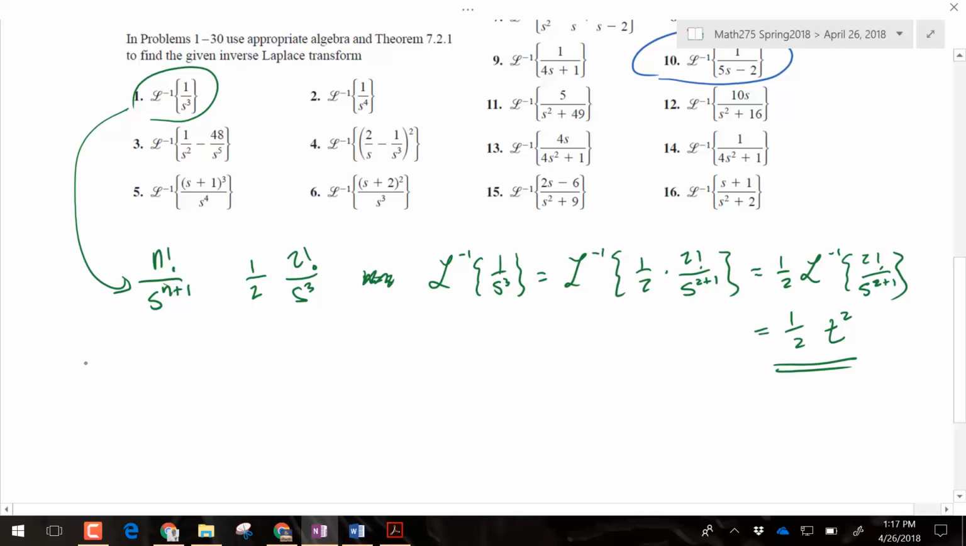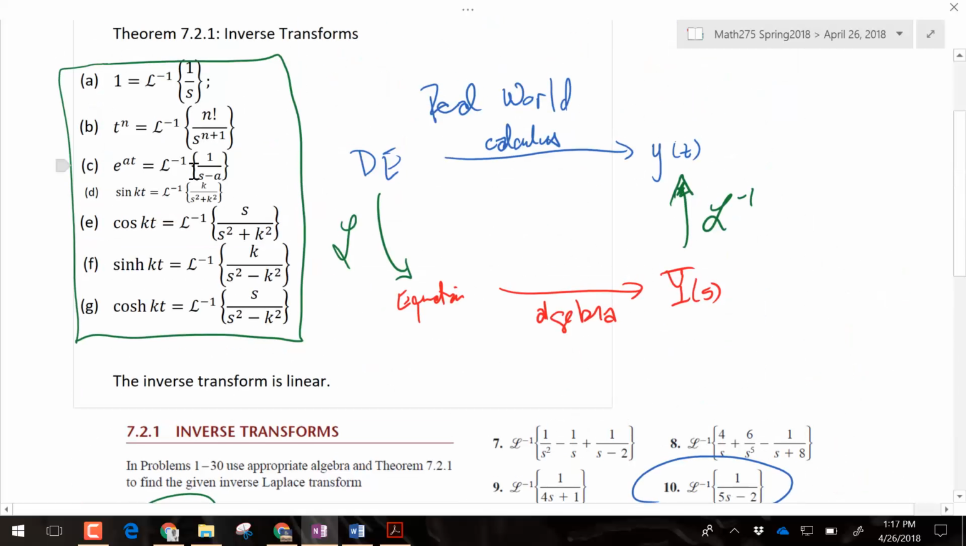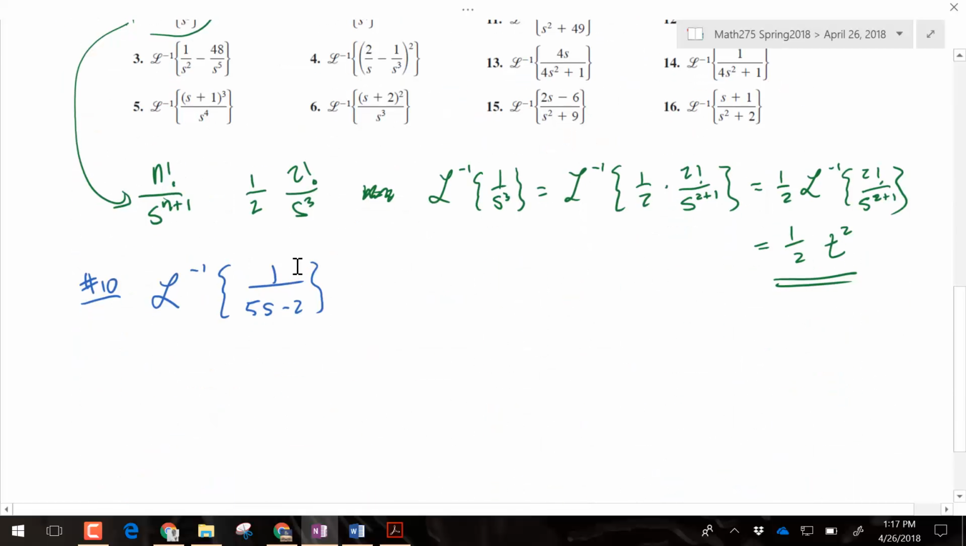Number 10 looks a lot like 1 over s minus a. So it looks like this exponential. But it's not exactly that form. So what do we need to do? It looks like we might need to factor out a 5 from the denominator. Again, this is all algebra.